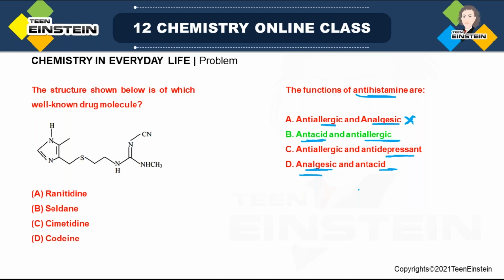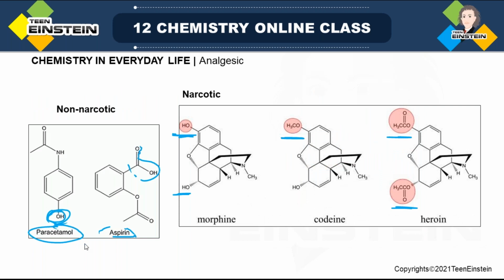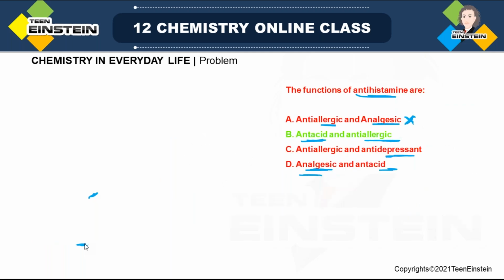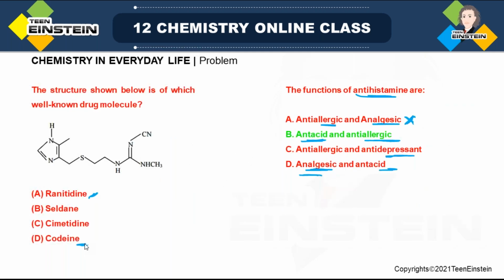Next question, the structure shown below is of which well-known drug molecule? So this question is related to drug molecule. Here we have options ranitidine, Seldane, cimetidine, and codeine. Now codeine we have just seen as an example in the previous slide. This is codeine, which is under analgesic, which is also a narcotic, that is addictive. So this structure is obviously not the structure of codeine.